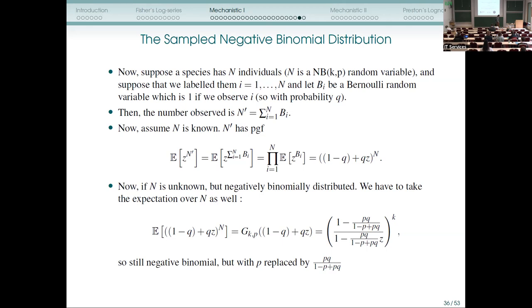Now, let's pretend for a moment that N is fixed and known. I'm going to compute the probability generating function of N prime, the number of things I saw, assuming there are big N things out there to be seen. That's simply z to the power of this sum. If I assume that I saw things independently, the expectations just split. It becomes a product of expectations, because there's no covariance. So this is a product of z to the b_1, z to the b_2, and so on, but they're independent, so I can take the product out. I already computed what each of these was on the last slide: 1 minus q plus q times z. There are N terms, all identical, so it gives me this power here.